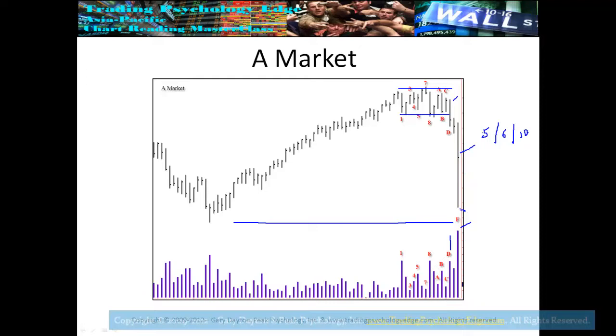Did David hold or sell? David got out, I think, down in here somewhere. He was out fairly quickly.